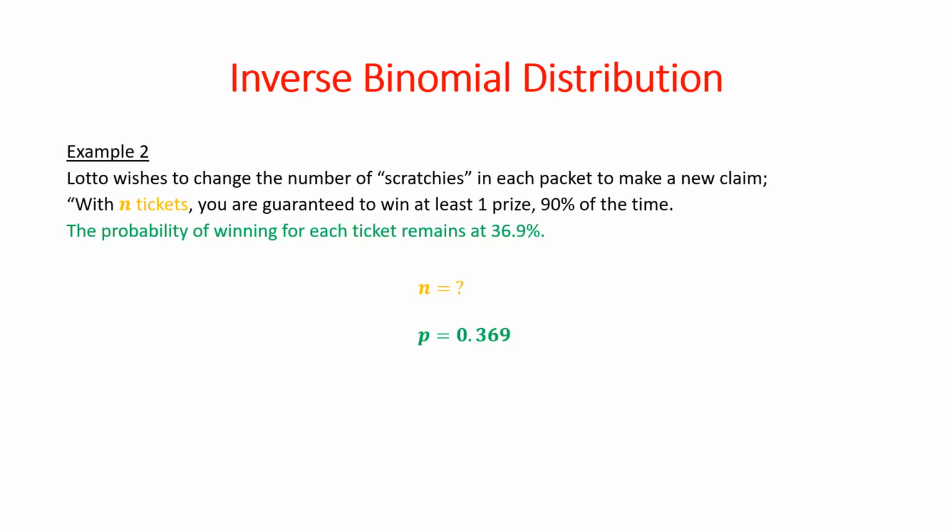We do know the probability of success, 36.9% or 0.369, and we can work out Q because P and Q add up to 1. So Q is 0.631. This 90% represents winning at least one prize. So the probability of X being greater than or equal to 1 is 90%.